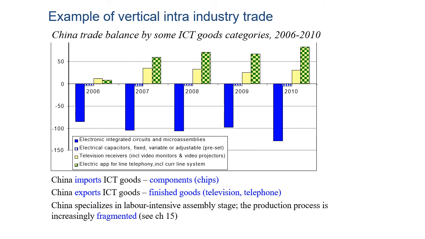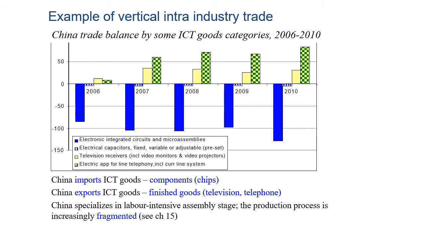Why do they do that? Because they're very much a labor intensive country. They have lots of labor intensive assembly stages. So in a way, the production process is a bit more fragmented, and that is more in chapter 15 if you're going to have to look at that. You can look at what fragmented means in that sense.